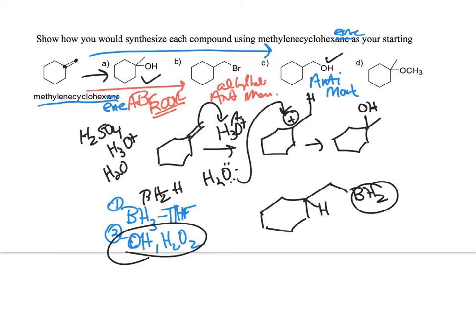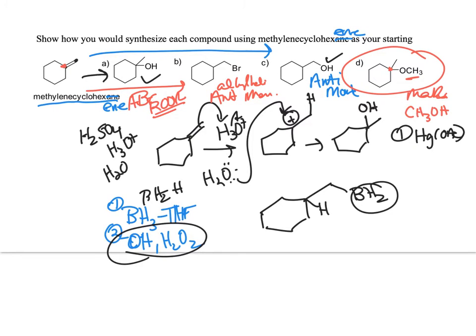Okay, looking at your product for D, you have a Markovnikov addition, because it's at this carbon here, the more substituted carbon, and your nucleophile is going to be methanol. So the best reagents would be one, just use mercury acetate, and then react that in a solution of methanol, and then you could add sodium borohydride, and that's called alkoxymercuration-demercuration.